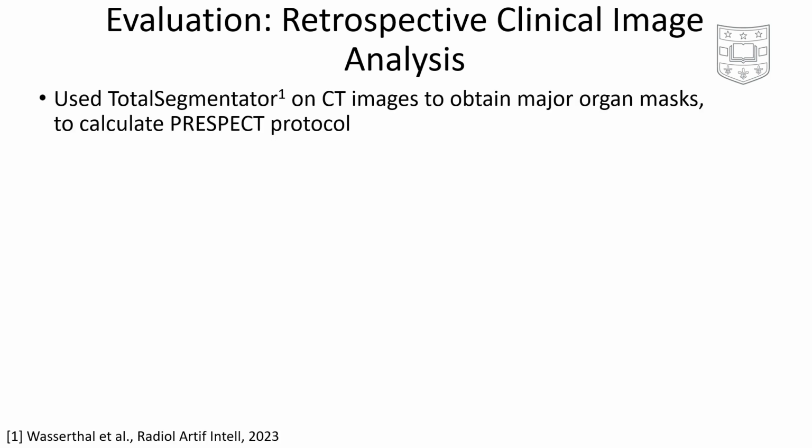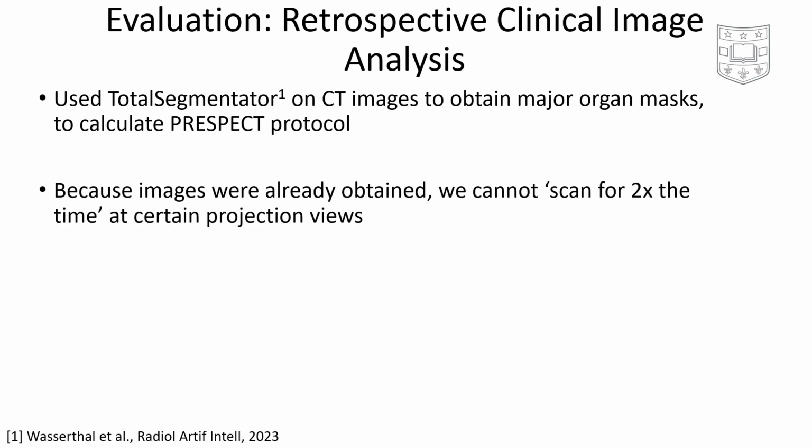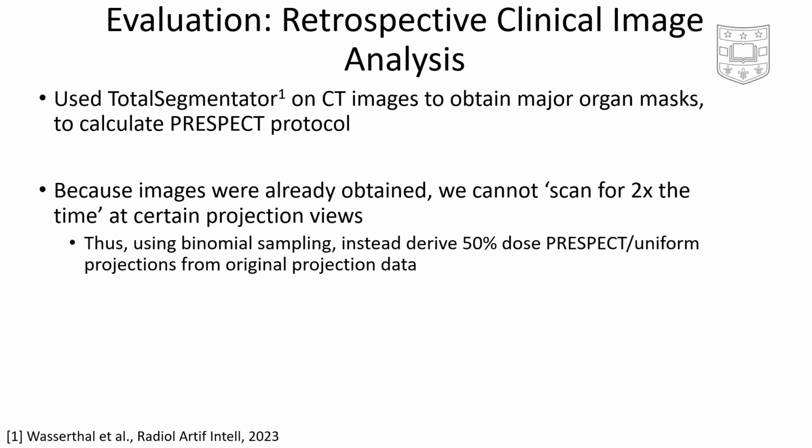From this dataset, in order to calculate our PRESPECT protocol, we used TotalSegmentator, a well-validated segmentation software for CT images, to obtain major organ masks. Because images for these patients were already physically obtained, and thus we could not scan each patient for twice the amount of time at certain projection views, even if it was demanded by the PRESPECT protocol, we opted to use binomial sampling to derive 50% dose PRESPECT and uniform projections from the original projection data. This allowed us to compare our method with the uniform method at the same dose level.